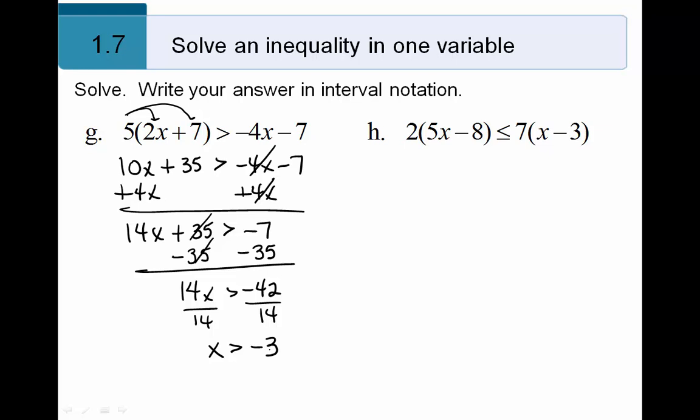In interval notation, we're looking for numbers larger than negative 3. Negative 3 itself is not a part of the set, so we'll use a parentheses at negative 3. Since we're looking for numbers larger than negative 3, that would extend to the right on the number line to positive infinity.